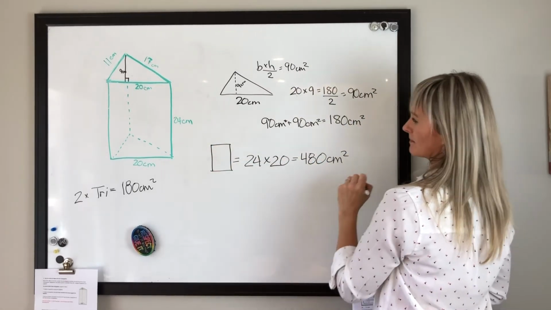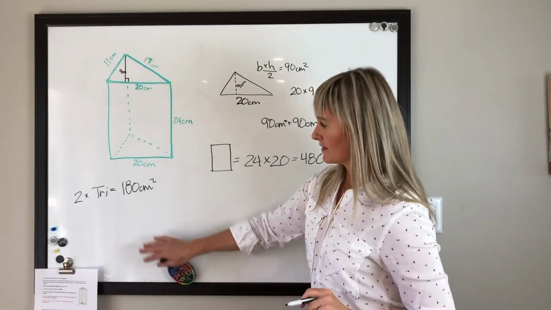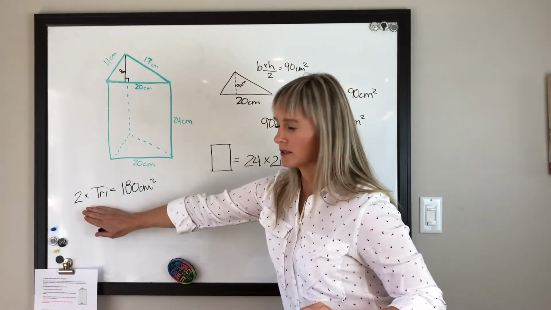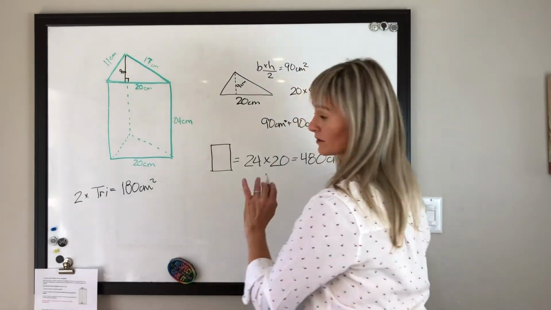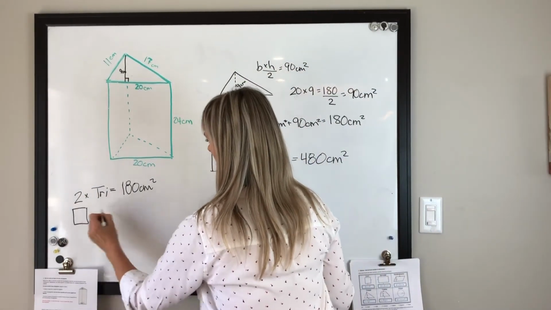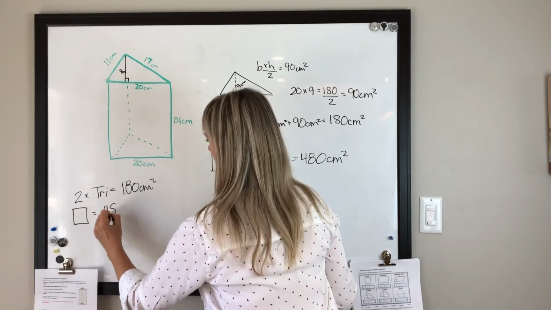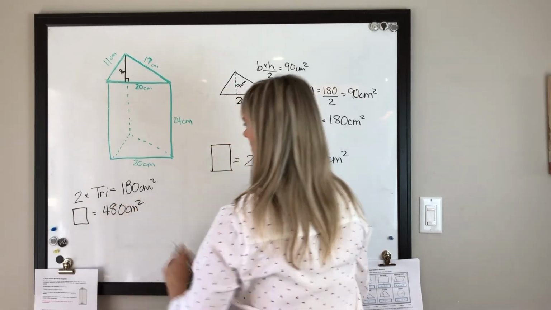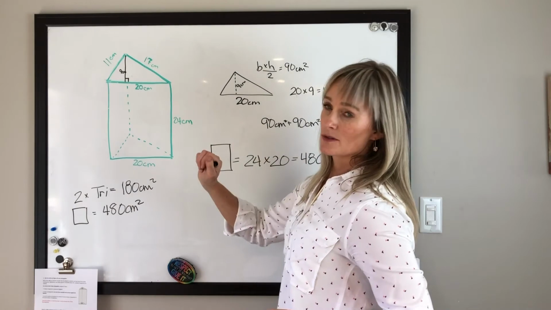Okay, so what do we have to make sure that we have? It's kind of easier if, in this case, you put a little sidebar where you write everything that you're going to add up at the end. So now we have this guy. This guy's going to be 480 centimeters squared. Okay, let's do the next rectangle.